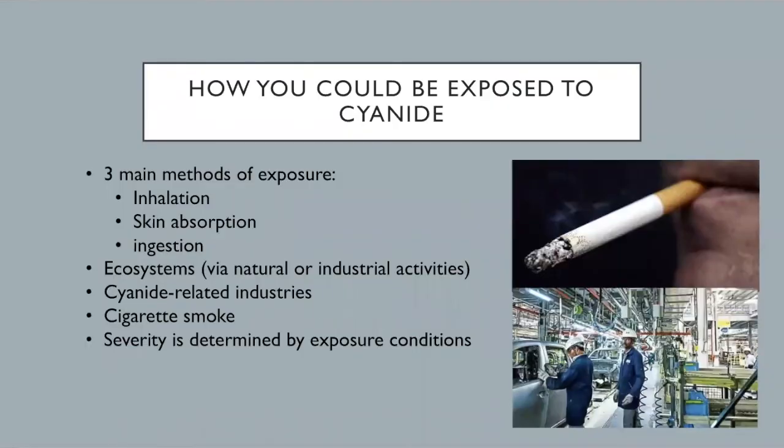Cyanide can be introduced into the body through inhalation, skin absorption, or ingestion. It can also enter ecosystems through natural means or industrial activities. People who work in cyanide-related industries, such as those that manufacture paper, textiles, and plastics, are at an especially high risk for cyanide poisoning. However, the most common source of cyanide exposure is thought to be cigarette smoke. The amount of cyanide, the length of time, as well as the method of introduction to the body determine the severity of the cyanide poisoning. Inhalation of cyanide gas causes the most harm, especially in enclosed spaces.